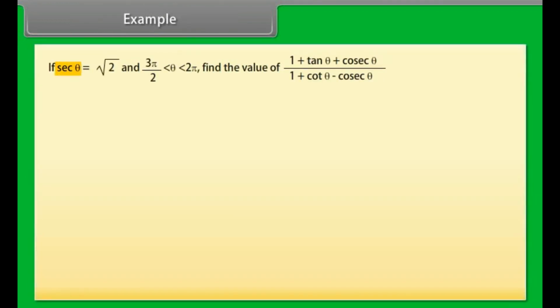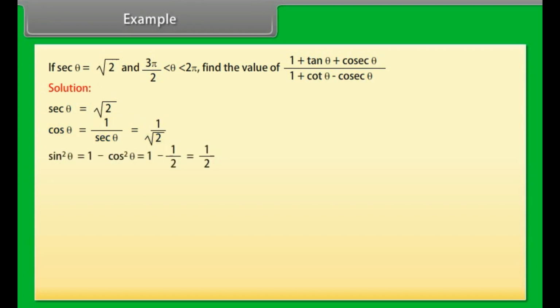Example. If sec of theta is equal to under root 2 and 3 pi by 2 is less than theta, which is less than 2 pi, find the value of (1 plus tan of theta plus cosec of theta) by (1 plus cot of theta minus cosec of theta). Solution. Sec of theta is equal to under root 2. Cos of theta is equal to 1 by sec of theta is equal to 1 by under root 2.